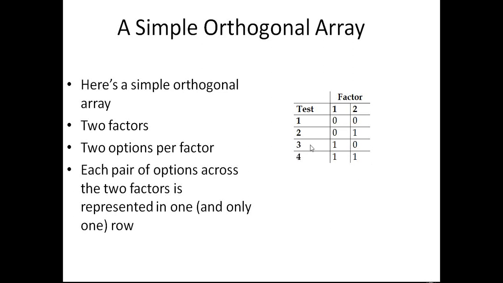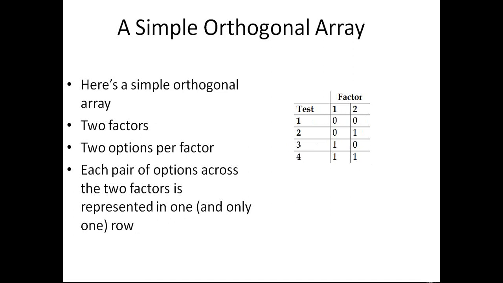But when we're talking about pairs, and all the pairs between two factors, this is an all pair table, and it's also the simplest orthogonal array, because we have two factors, two options per factor which are 0 and 1, and each pair of options across the two factors is represented in one and only one row. So 4 rows cover all the pairs between these two factors. It could have been x, y. It could be two browsers that we want to test across two host OSs. That's how we create an orthogonal array.